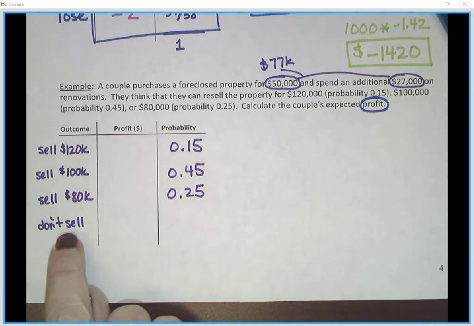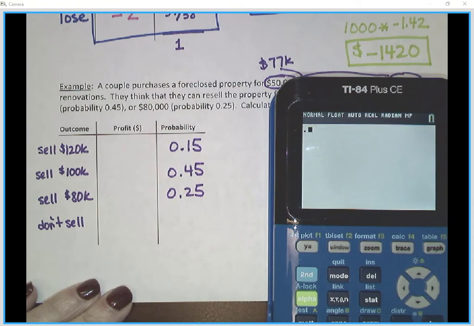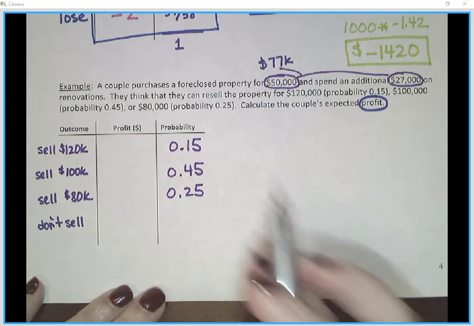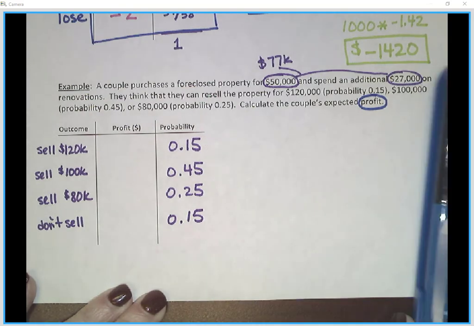So the question is, are those all of the options? Like maybe not selling is not an option. Let's see if we add that up. 0.15, 0.45, and 0.25. No, see, that's only 85%. So would that make the don't sell probability? It would make it the remainder, the 0.15 remainder. So these are the four options, okay?